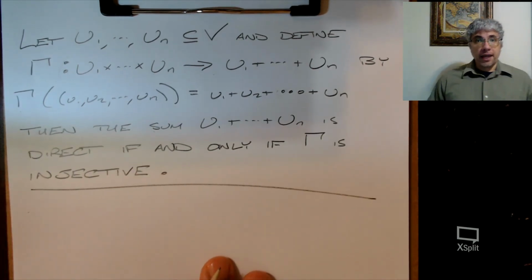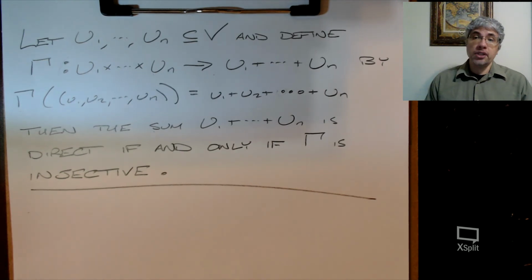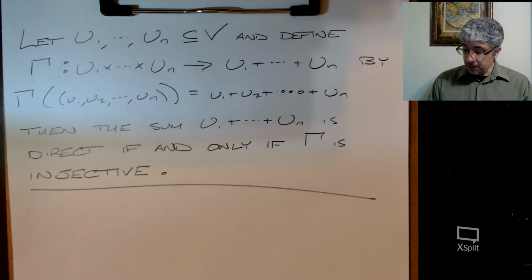Okay, so that is going to be our theorem, which we have not proved yet. We just saw an example where it happened to be the case that those things coincided. But what this says is, if you have a direct sum, then this map gamma happens to be injective. And if gamma is injective, then it's enough to say that this sum is direct. So let's show that next.